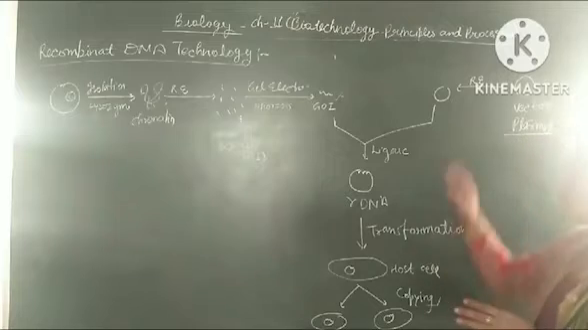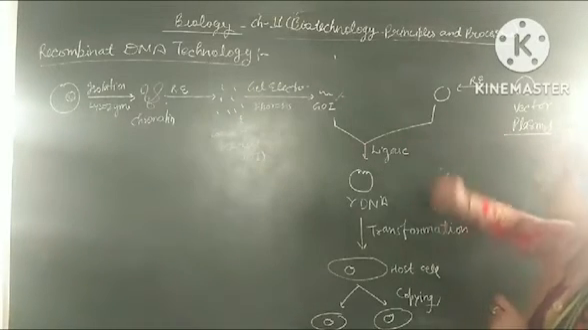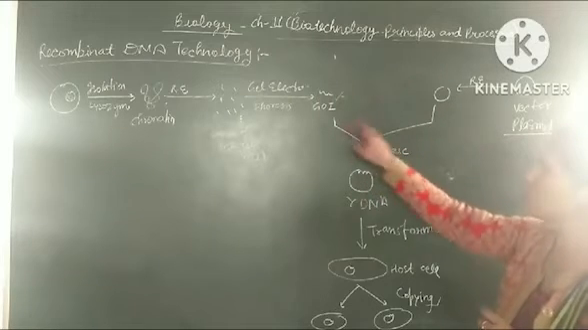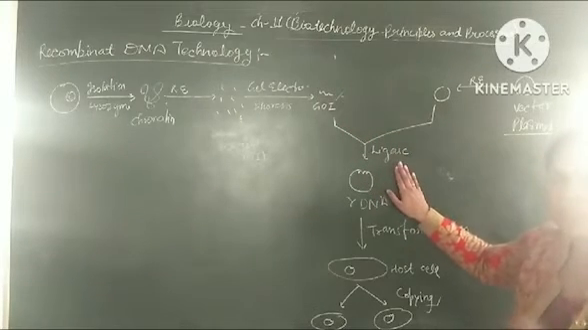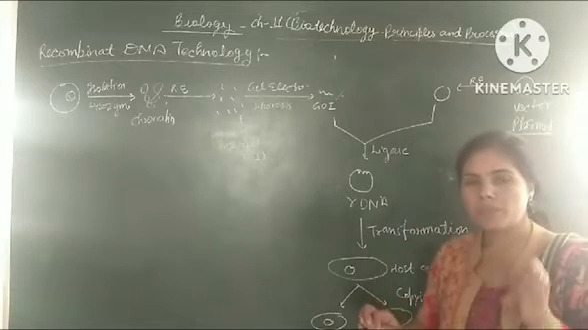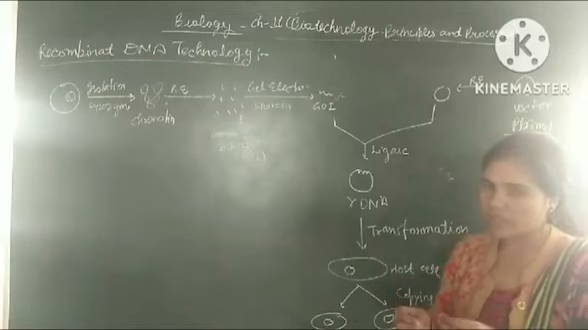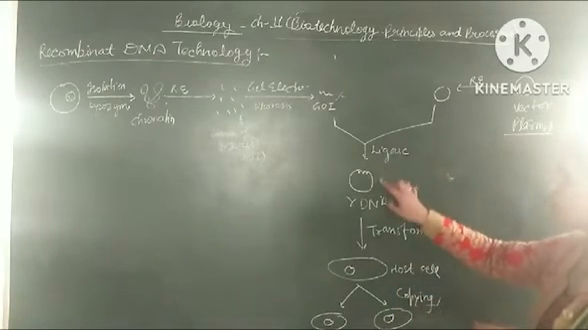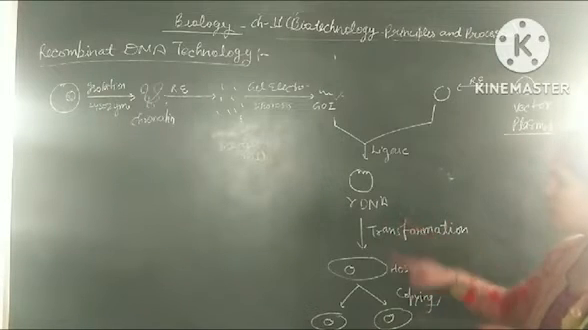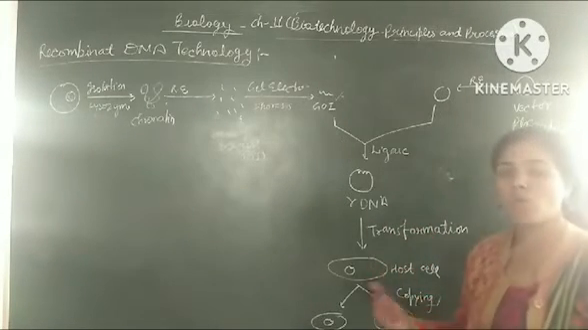Okay, now after getting the gene of interest and cutting the vector, we join both of the DNA with the help of an enzyme called ligase. Ligase enzyme has the capability to join the DNA fragments. After joining two DNA fragments, we get the recombinant DNA. This recombinant DNA now we need to transform into another host cell.